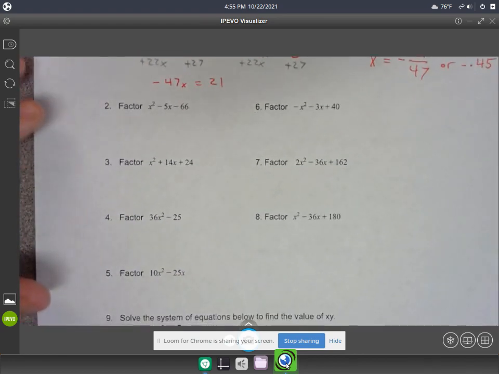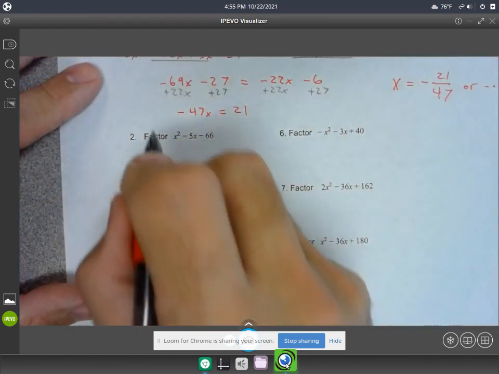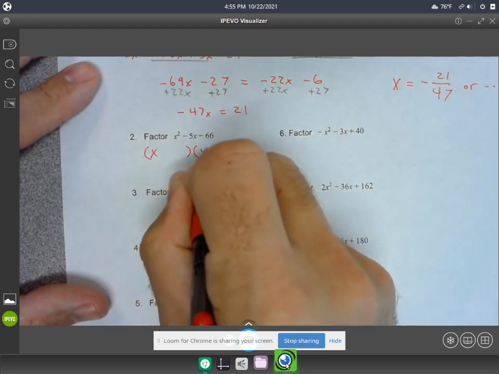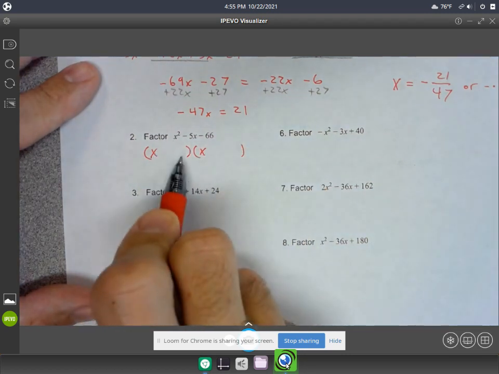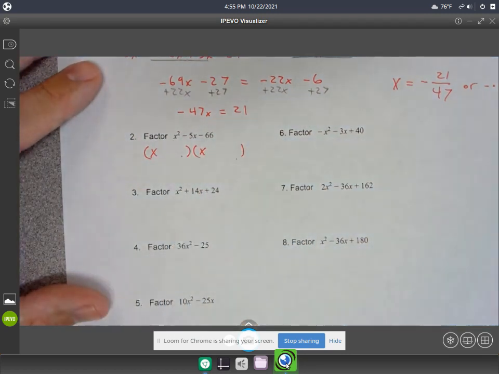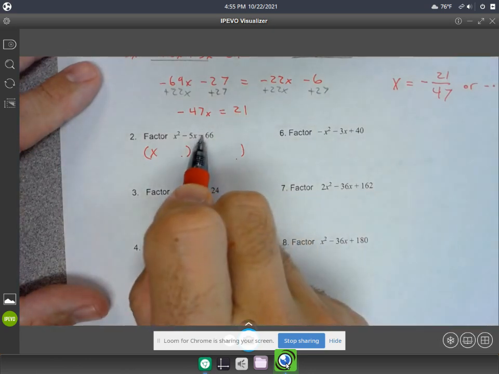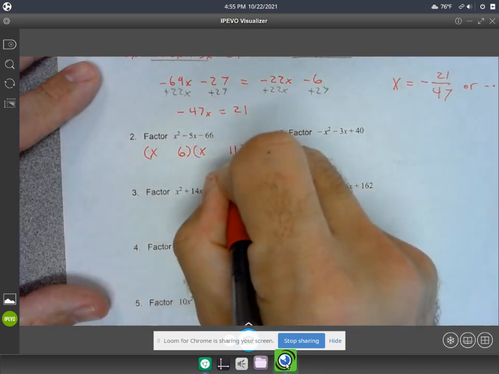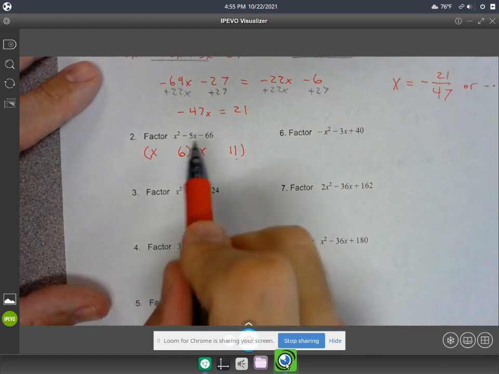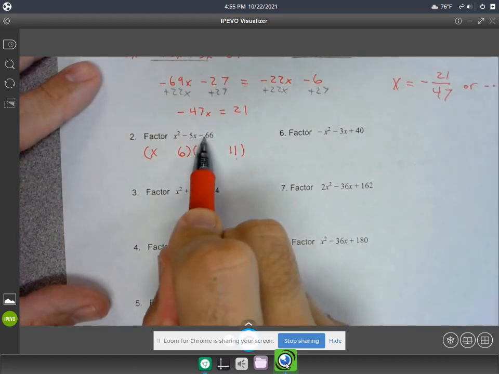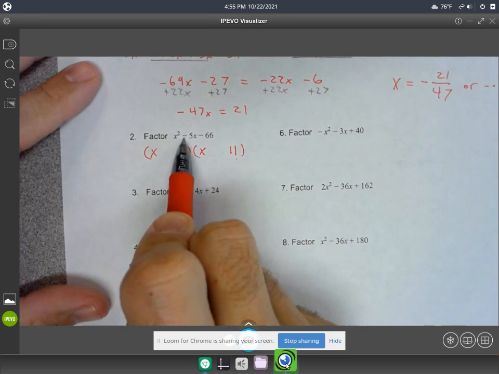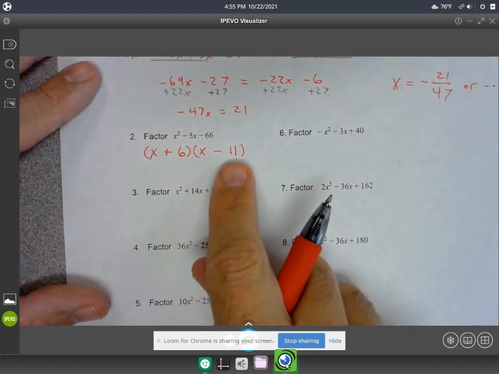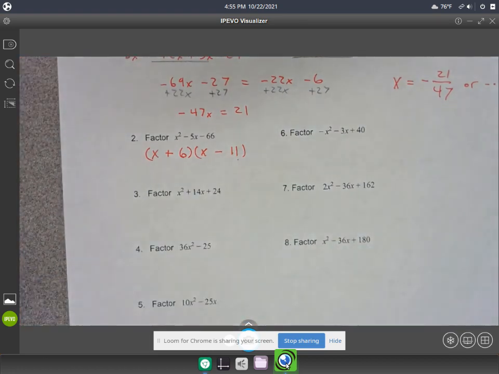All right. Number 2, just factoring here, the a term is a 1. So I know it's got to be x times x in order to give me x squared. These two numbers here and here, they have to multiply to 66 and subtract to give me 5. So it's 6 and 11. And then they're going to be different signs because it's a negative 66. And the bigger number is going to be negative. There we go. Different signs, and the 11 is negative, so the bigger number is negative.